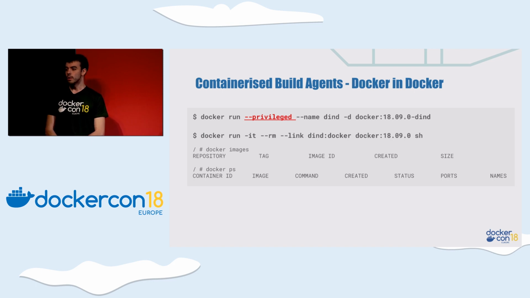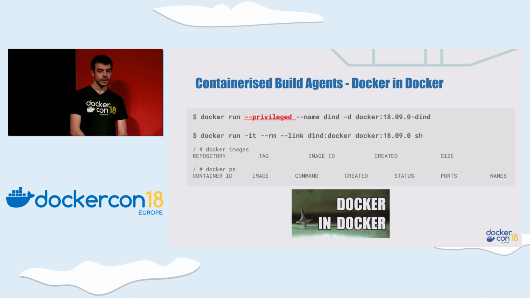As you can see here, though, the way this is done is using the privileged flag. The Docker daemon itself requires a lot of low-level system calls to function, so we require this privileged flag to give your container enough capabilities to run the daemon. It's a bit of an inception, right? You're running Docker in Docker.